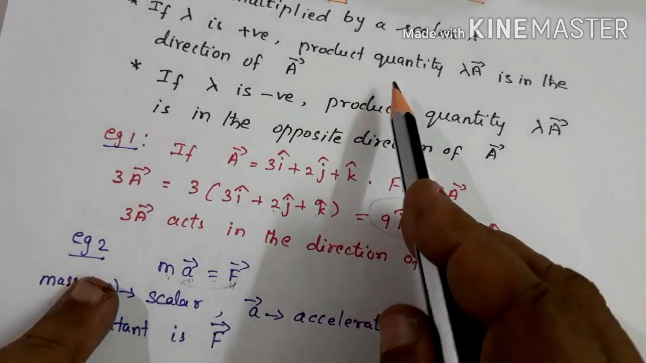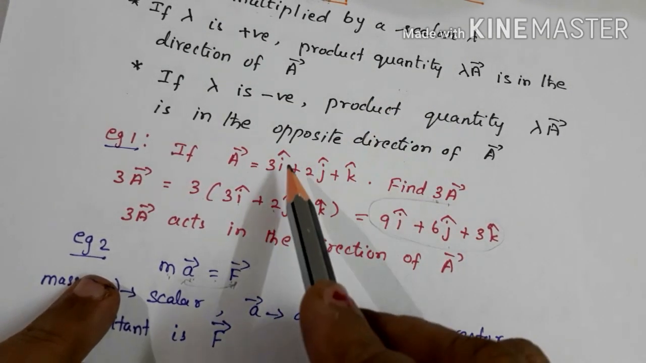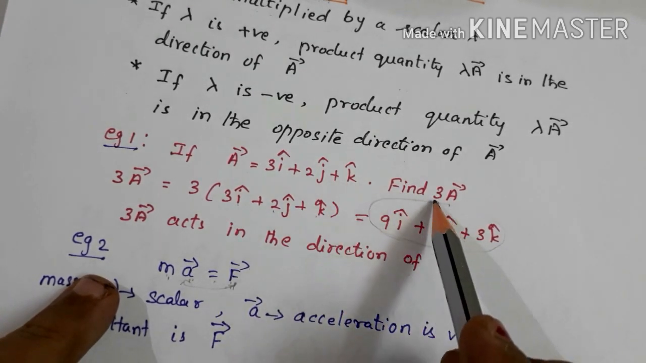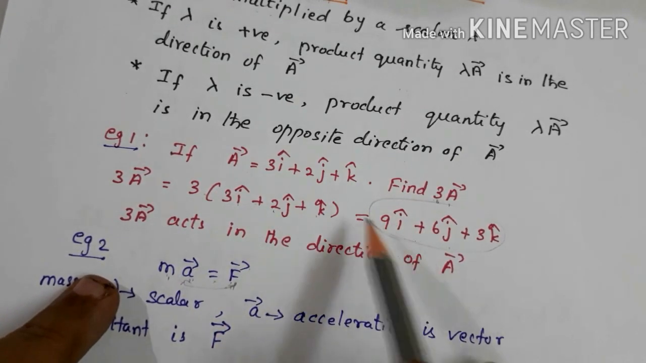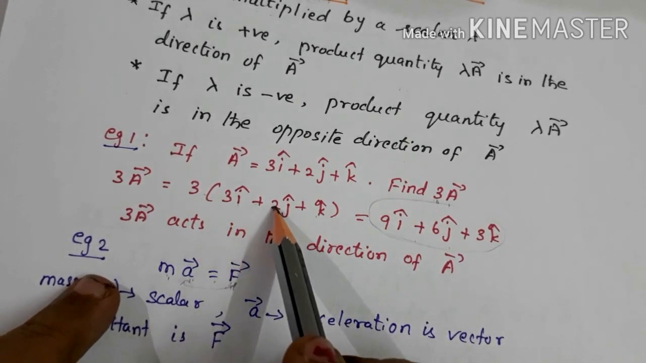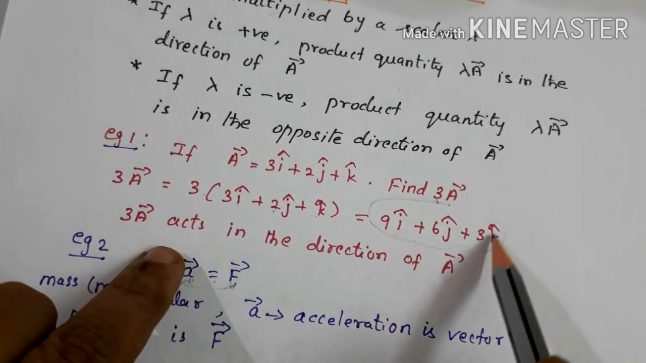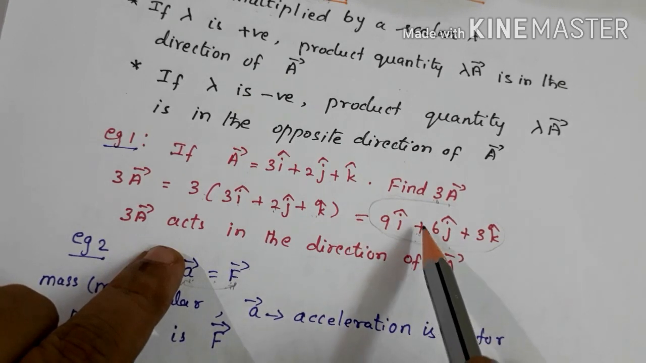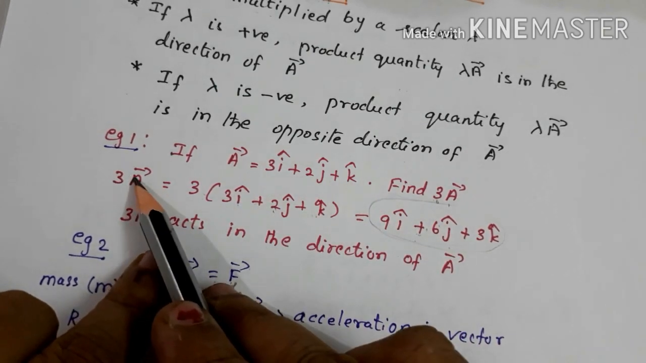Now next, with the same concept we will do a numerical problem. You can see a vector and another a vector is given and you are multiplying with the scalar 3. So if you multiply this you will get this answer, right? 3 into 3 is 9i plus 6j plus 3k. Now what will be the direction of this resultant vector? In which direction will this act? Naturally this resultant vector will act in the direction of a vector.